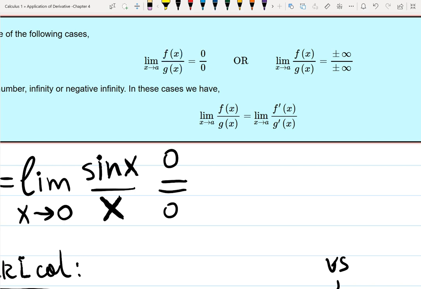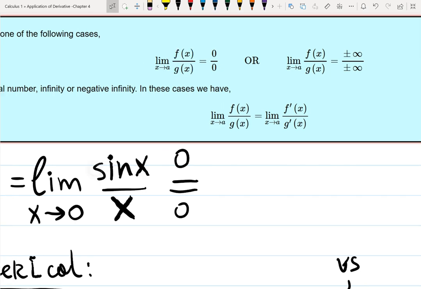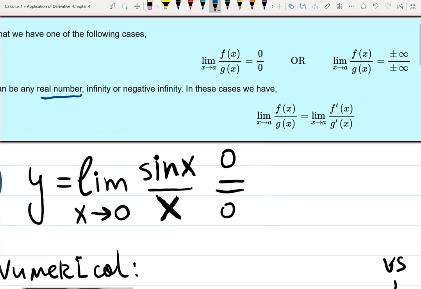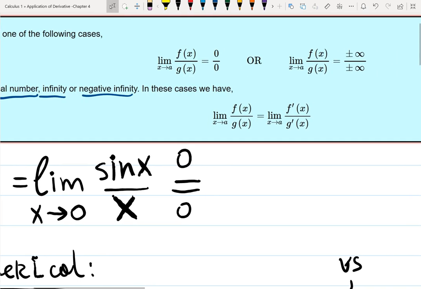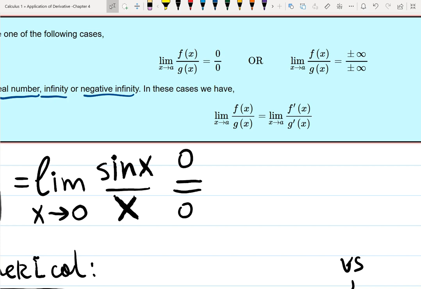And when x approaches a, and a might be a finite real number, maybe negative infinity, positive infinity, doesn't matter. And this ratio gives you 0 over 0 or infinity over infinity, plus or minus, doesn't matter. Then in this case, instead of comparing the ratio of the original functions, we can compare the ratio of their derivatives when x approaches this number.